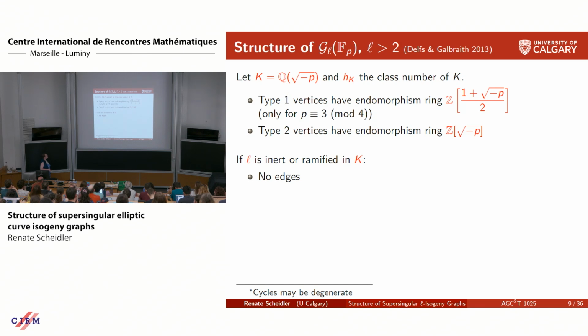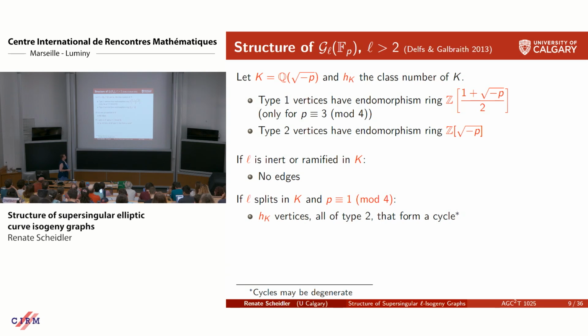If L is inert or ramified in this field, it's just a bunch of isolated vertices, so it's not so interesting. If L splits in K and P is 1 mod 4, then the number of vertices is the class number of this field, and they're all of type 2, and they form a cycle. Cycles can be degenerate, could be just one vertex or something. But it's just one cycle.